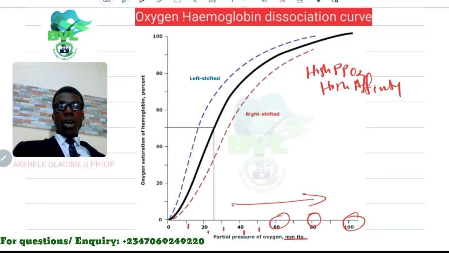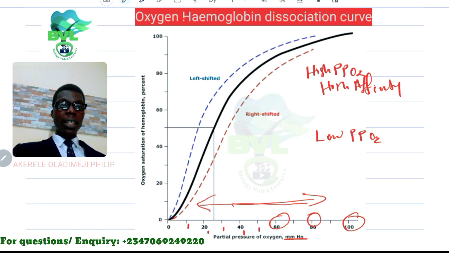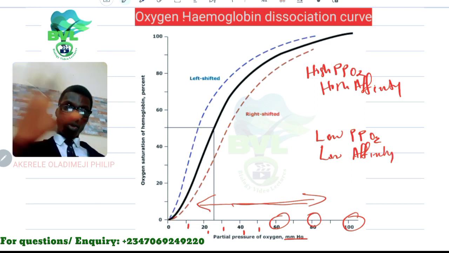Now, on the other hand, anytime you have low partial pressure of oxygen, like you move from here towards this side, that means that hemoglobin will not be so ready to accept oxygen, rather it will be ready to release it. So we say it has low affinity for oxygen. So that means it's ready to release oxygen.